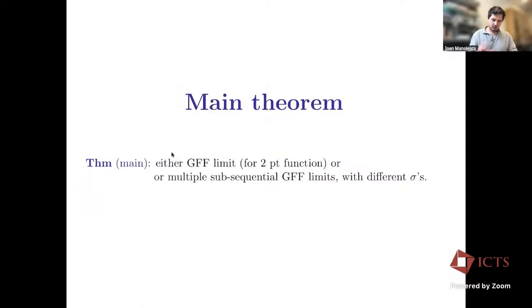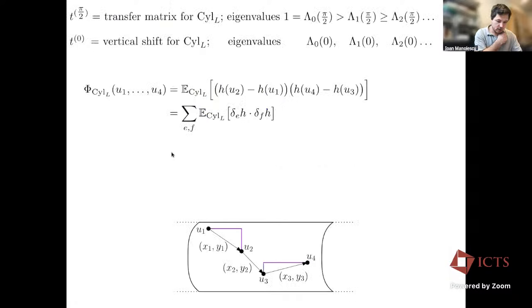So this is what we're going to try to prove, the fact that the 2-point function has either a limit which corresponds to GFF, or there are multiple subsequential limits of which at least you have two distinct GFF limits. I'll start by explaining a little bit about the transfer matrix and the transfer matrix representation.